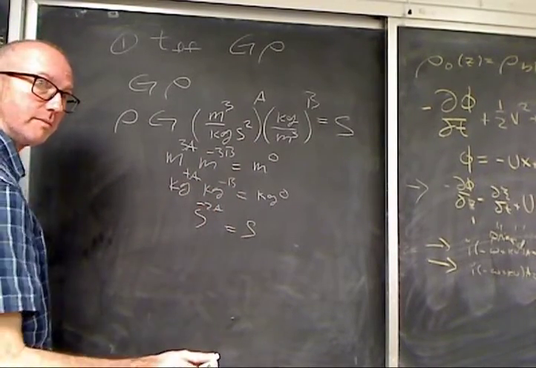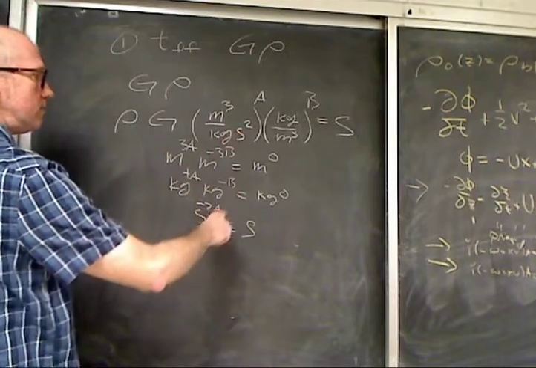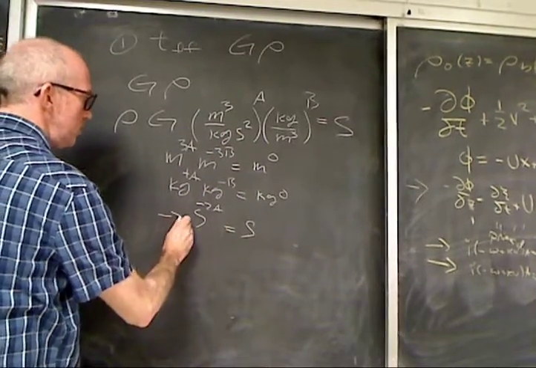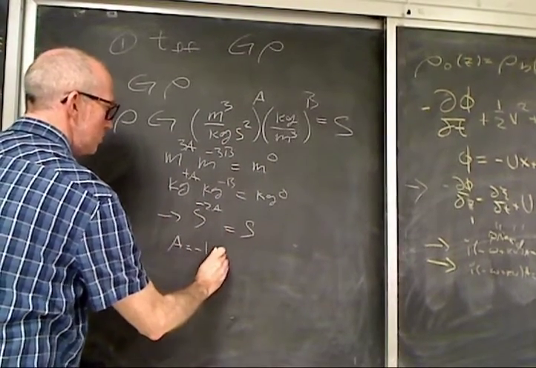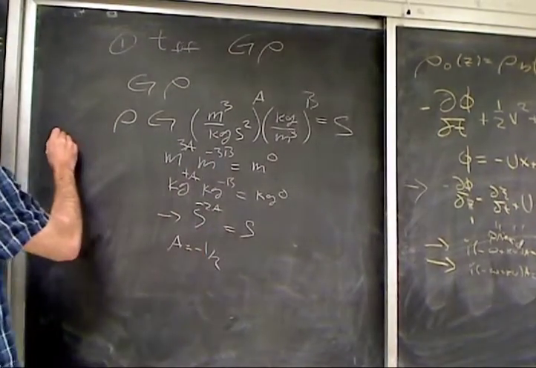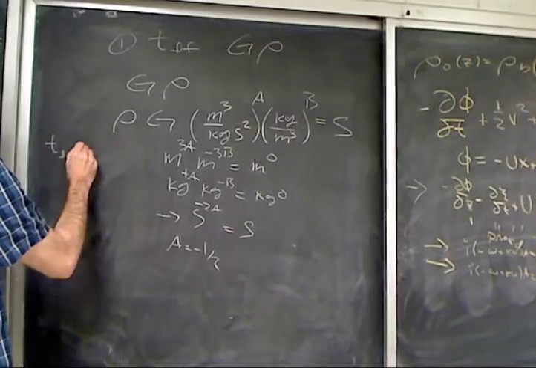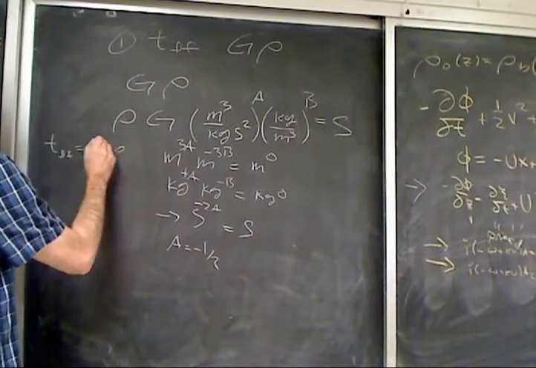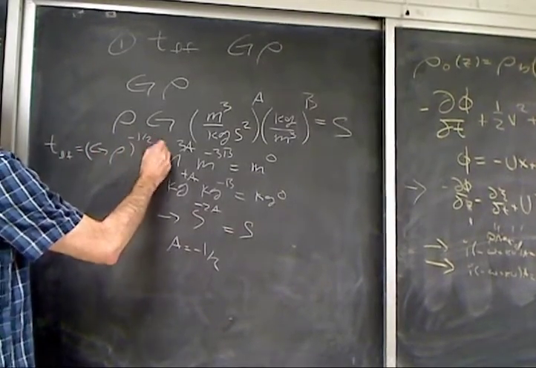But we can see from this that minus 2a, pardon me, because that's on the bottom. So from this one, we see that a is minus 1/2, and from the other two, we see that a equals b. So the free fall time equals g times rho, both of those to the minus 1/2.